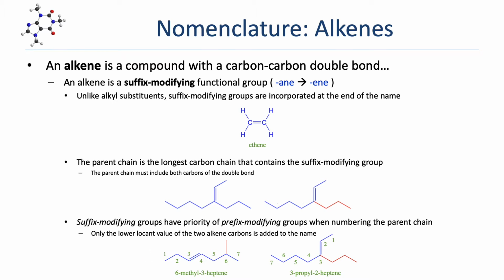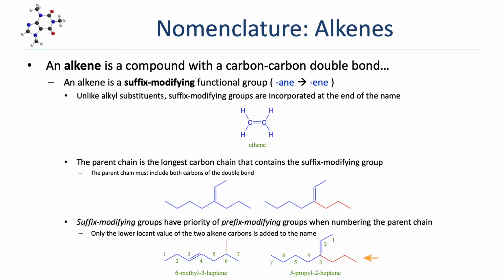From there, everything else is kind of the same as it was before with alkanes. We simply place any substituents in front of the parent name, listing them alphabetically, each with their locant. So in this case, we have a methyl group on 6, so this becomes 6-methyl-3-heptene.